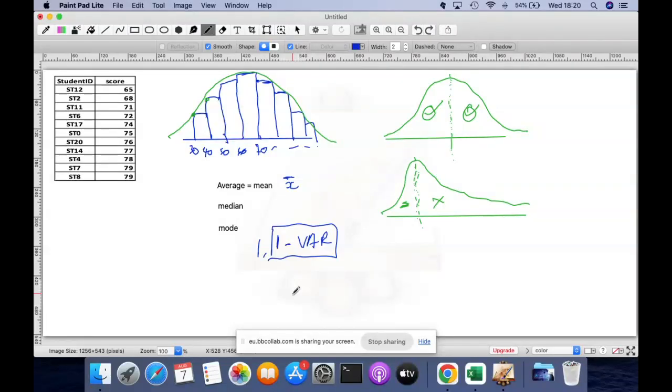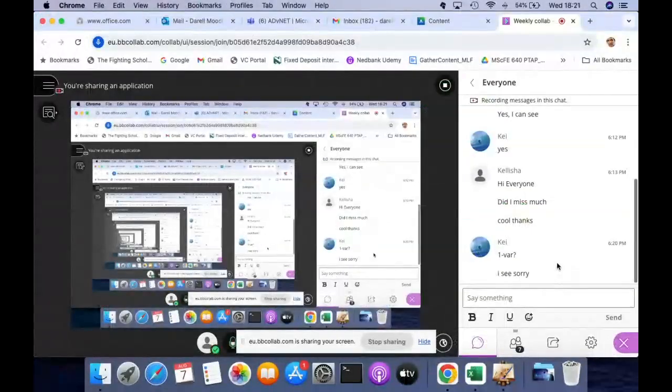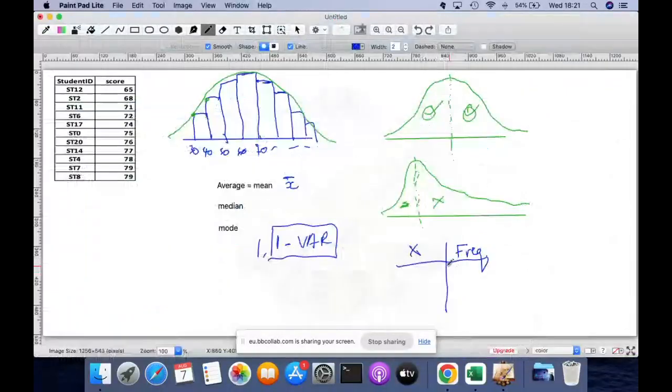So you'll select that 1, and then for some of you, this is what you'll see in your calculator. You'll see an X, and some of you will also see a frequency column. Okay, let me check the chat. 1-var, yes, that's right. All right, so if everyone's here, I'm hoping everyone's on the same page and you're following.